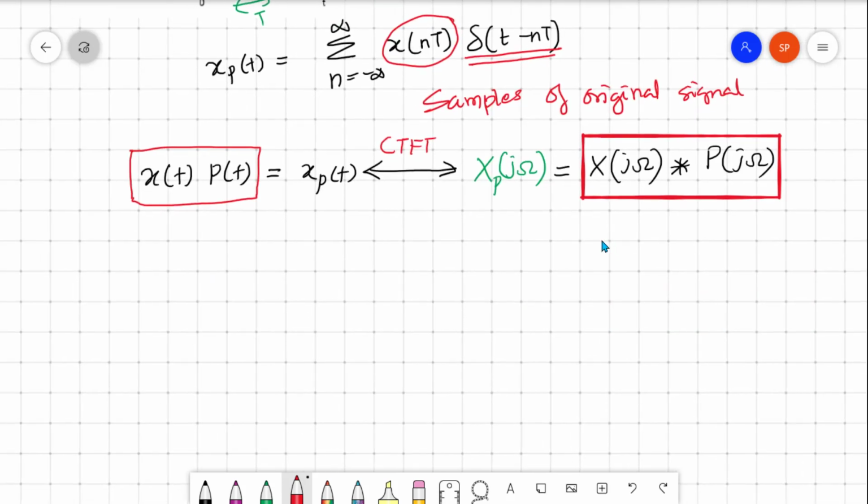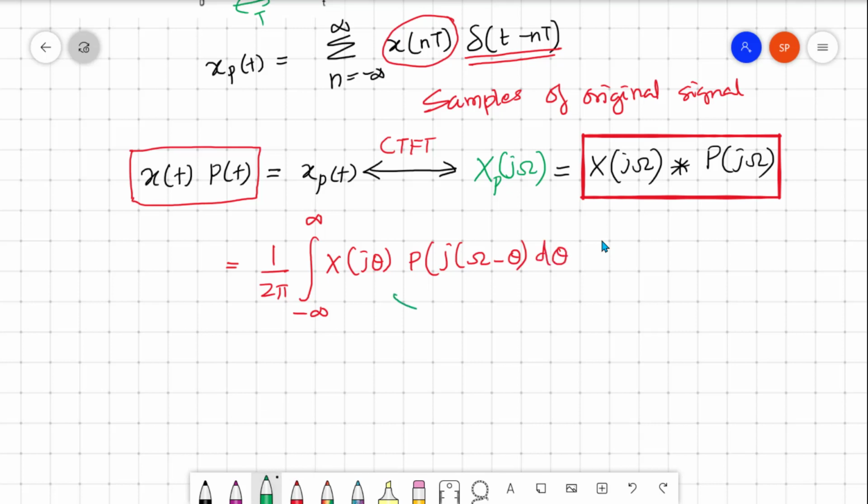Now we can represent this convolution operation like this, that is 1 by 2 pi into integral from minus infinity to plus infinity x of j theta into p of j into omega minus theta into d theta. This is the convolution integral which we have already studied. This convolution integral is in the frequency domain. We have to note that.